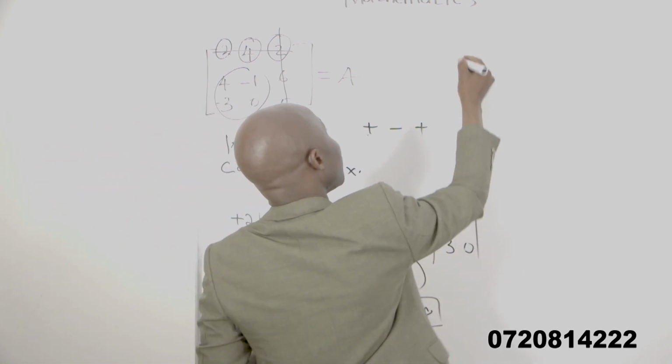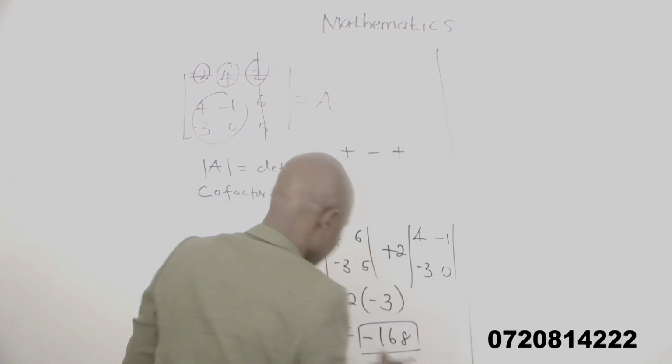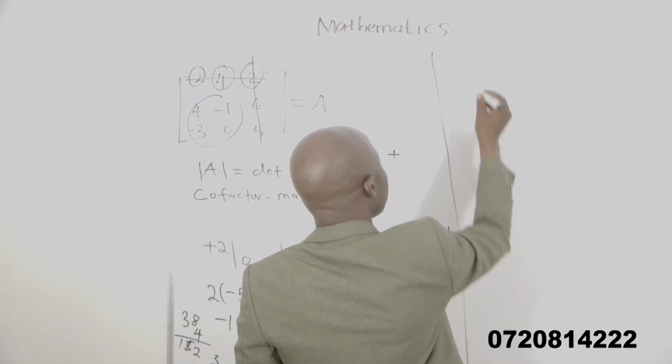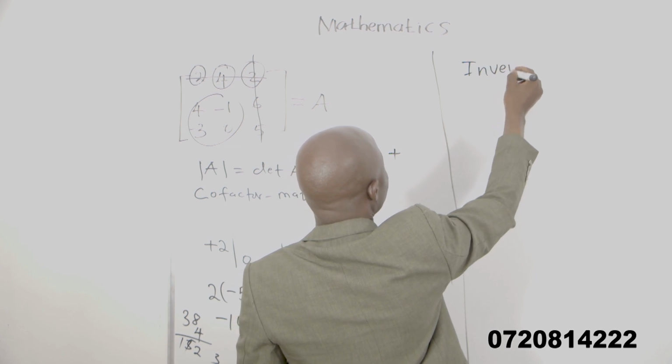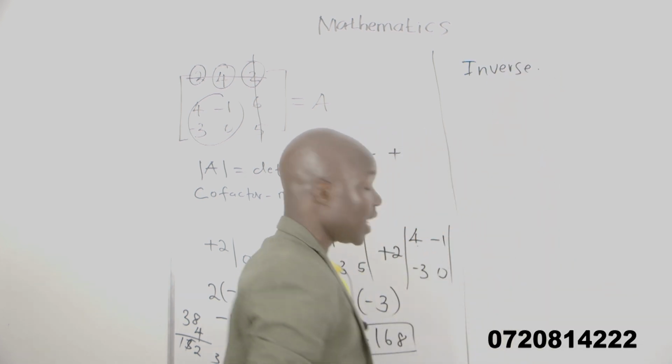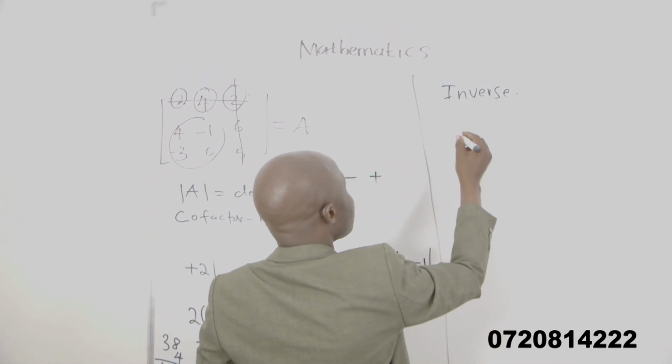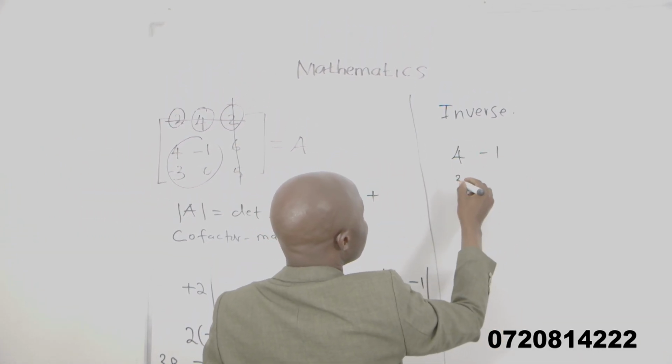The next part that you can be asked is to find the inverse of a matrix. How do we find the inverse of any given matrix? Let's have a matrix of the form 4, negative 1, 3, 6.